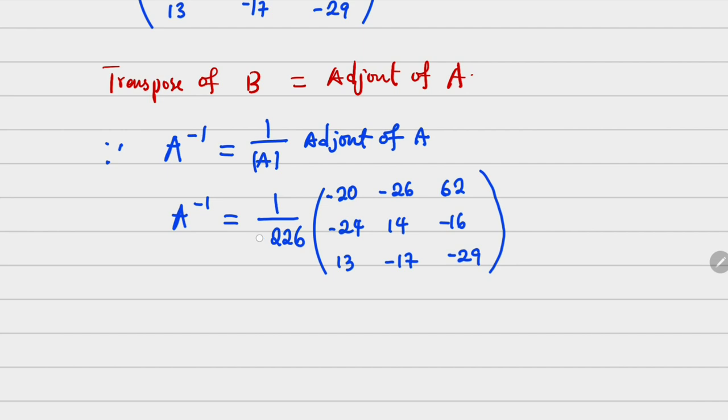Let me just put the minus here. All right, it is better this way. So this is the answer. This is how to find the inverse of any given matrix that is a 3 by 3 matrix.